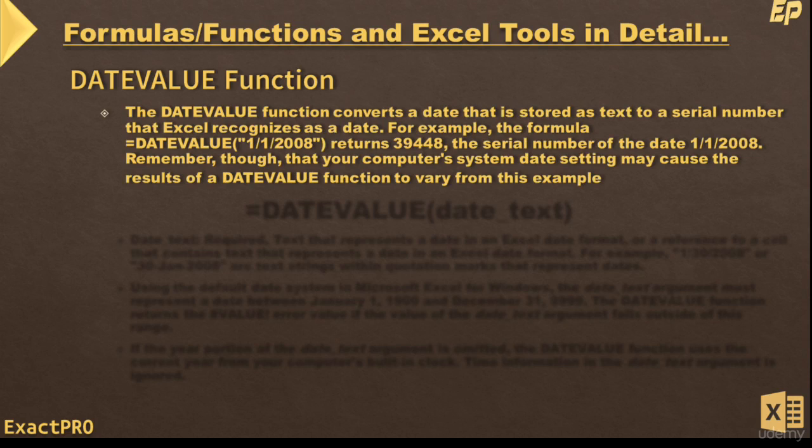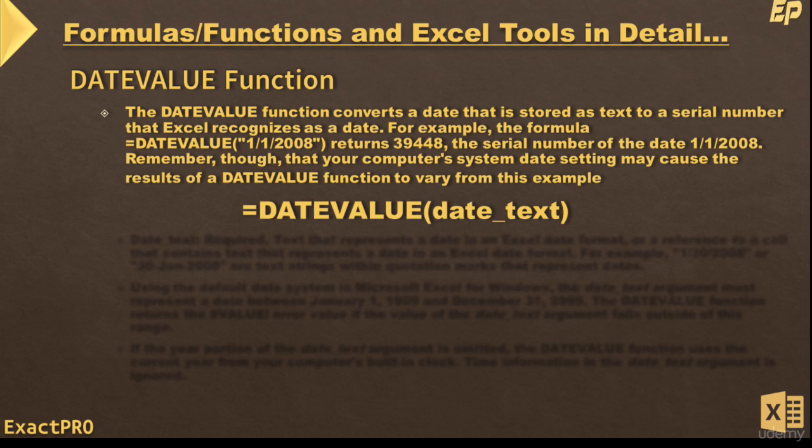Now let's see one more date function, which is the DATEVALUE function, which we'll be using in our model preparation. The DATEVALUE function converts a date that is stored as text to a serial number that Excel recognizes as a date. For example, the formula =DATEVALUE("1/1/2008") returns 39448, which is the serial number of the date 1/1/2008. Remember, this result might vary depending upon your computer's base settings.